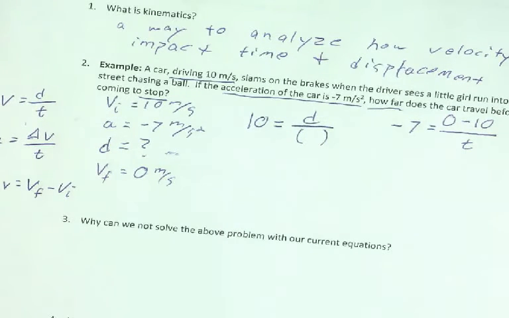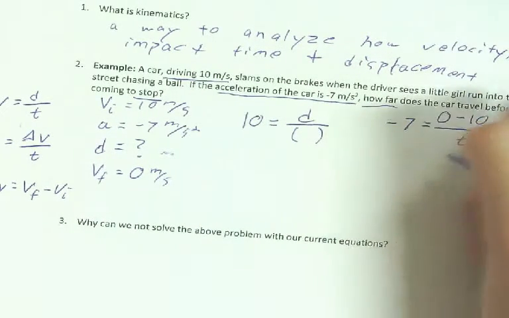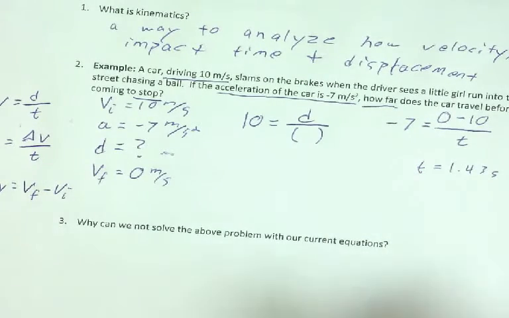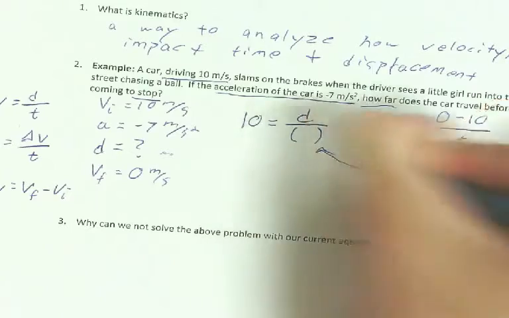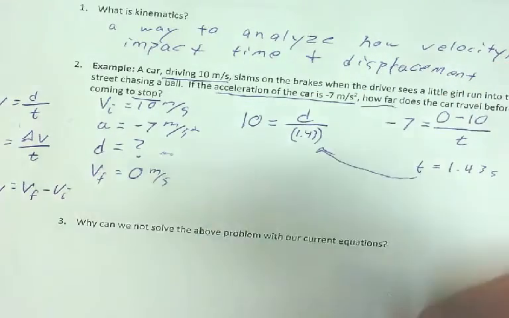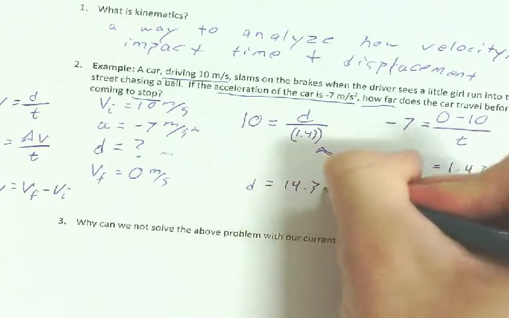Okay, and just to save us a little bit of time here, rather than working through all the steps, I'll just give you the answer here. So negative 10 divided by negative 7, we're going to multiply the t to both sides. We get a time of 1.43 seconds. Okay, so we would plug that in here for time. And that gives me a displacement of 14.3 meters.